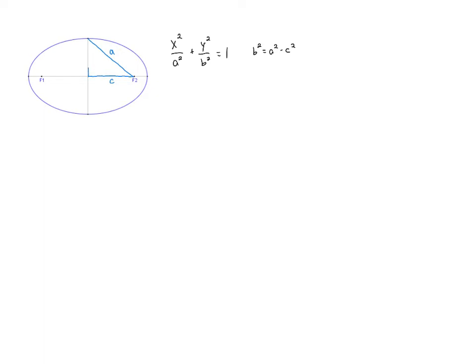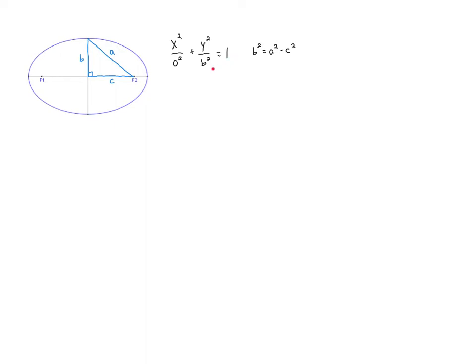And if I draw in this line segment here, we have a right triangle with hypotenuse a and one of the legs c. And if we call this other side b, we know that this is the relationship, b squared equals a squared minus c squared, from the Pythagorean theorem. So these are actually the distances a, b, and c drawn in on the ellipse.